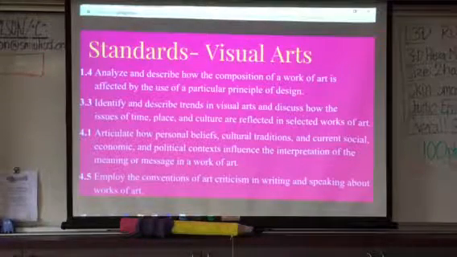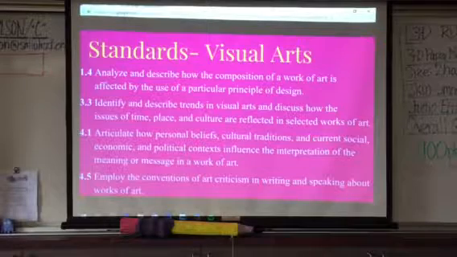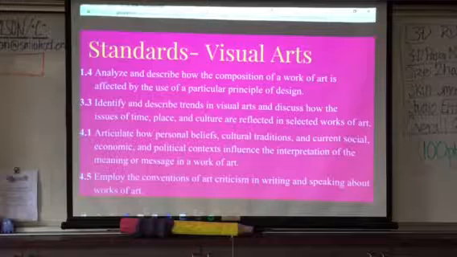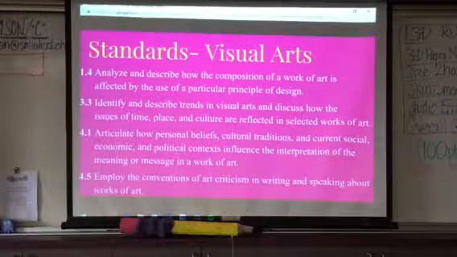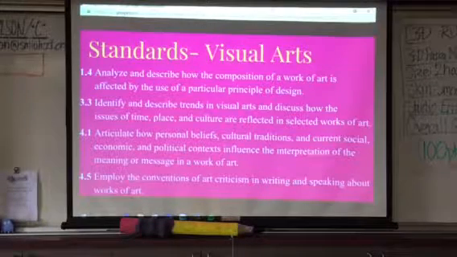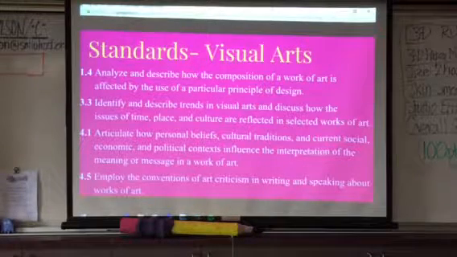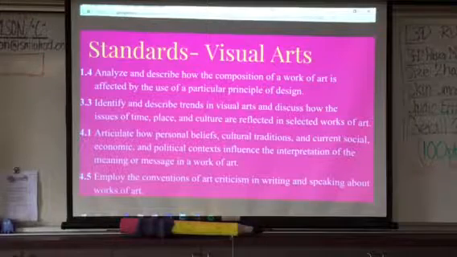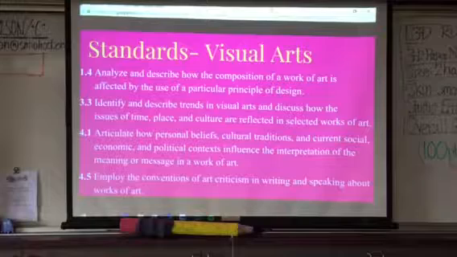Standards in visual arts are: analyze and describe how the composition of a work of art is affected by the use of a particular principle of design. Identify and describe trends in visual arts and discuss how the issues of time, place, and culture are reflected in selected works of art. Articulate how personal beliefs, cultural traditions, and current social, economic, and political contexts influence the interpretation of the meaning or message in a work of art. Employ the conventions of art criticism in writing and speaking about works of art.